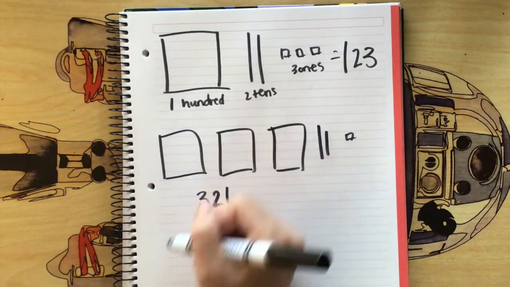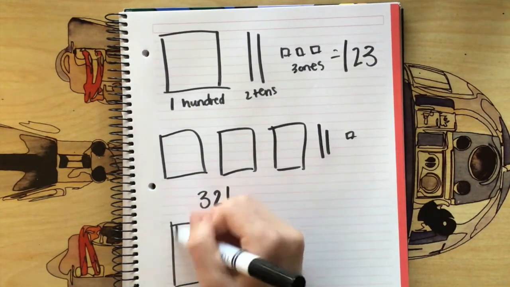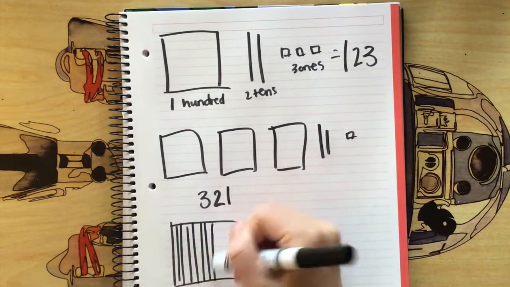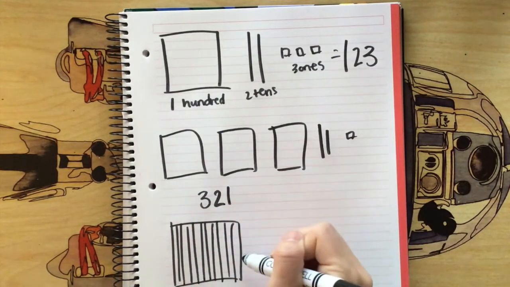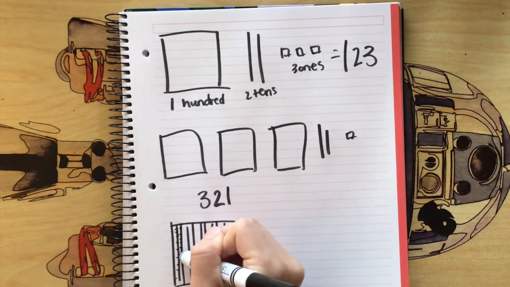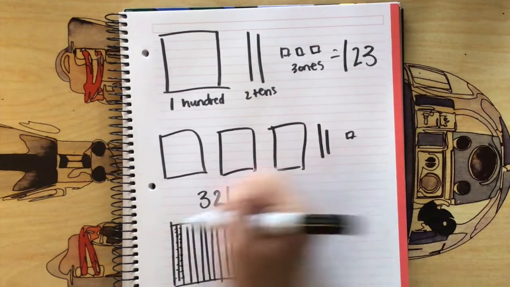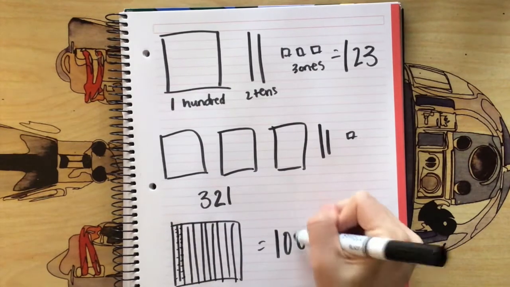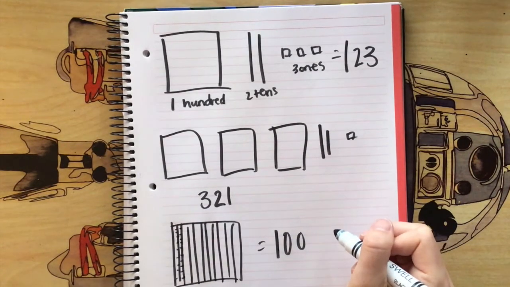They are filled with 10 lines with 10 squares in each of them. So this is equal to 100. Okay?